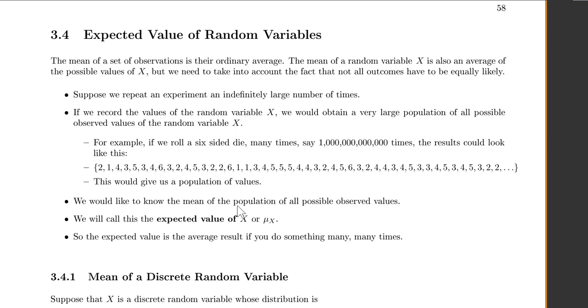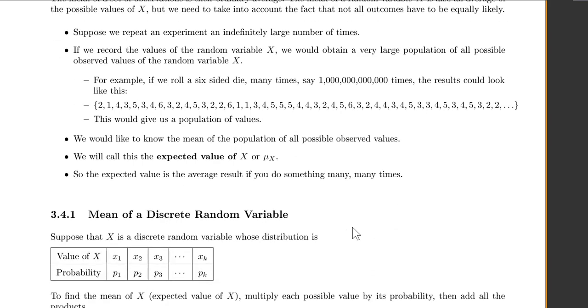We would like to know the mean, or the average, of this population of all the possible observed values. We would call this the expected value of x. We could write it as E(x), or use the little mu we used before for mean, with an x on it to tell us it's the mean of a random variable x. So the expected value is our average result if you do something many, many times.